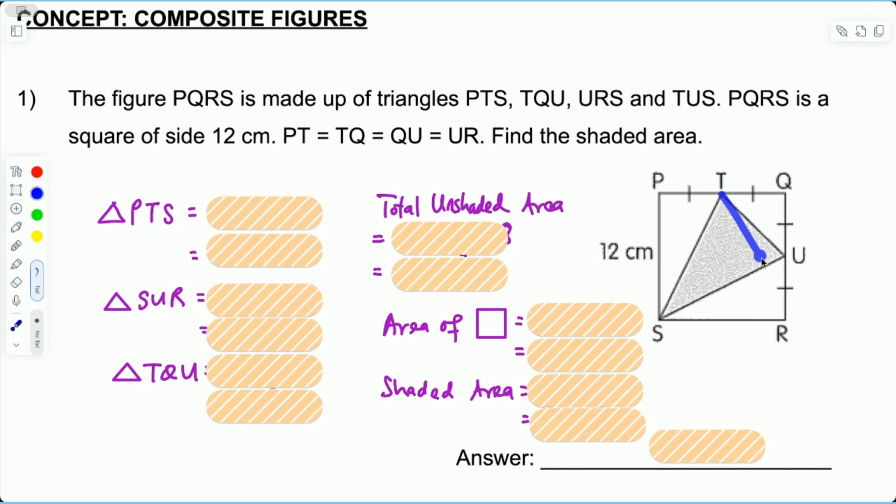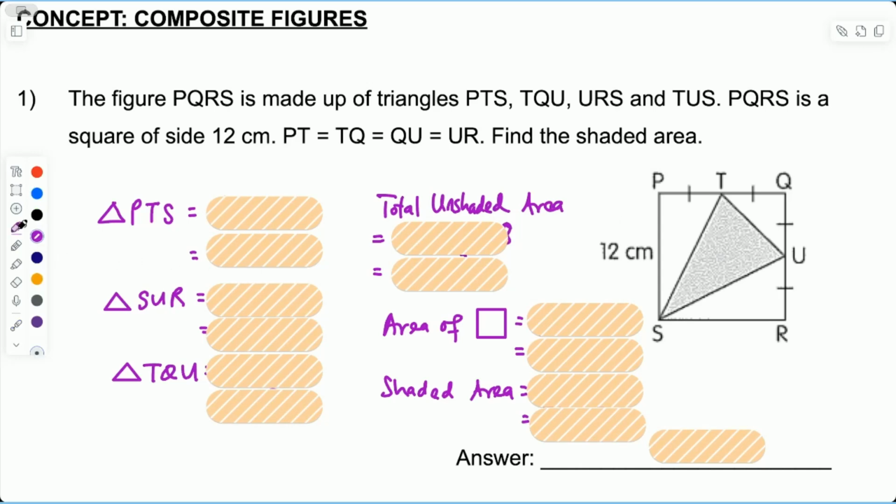We do not know the height of the triangle TSU as well. Hence, we cannot find this shaded area directly. We have to use another approach. We can find the area of the square and minus off all the unshaded area to find the shaded area.